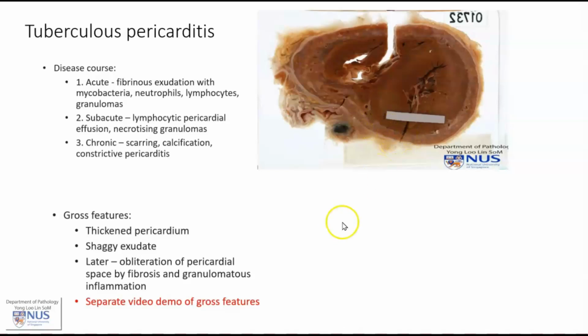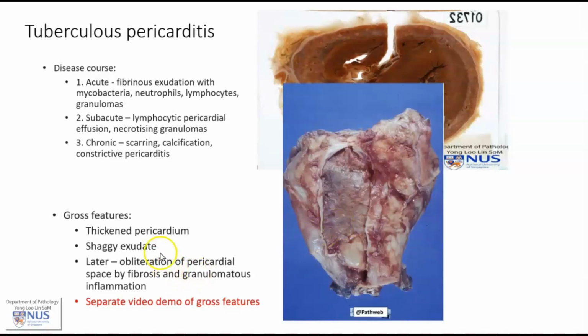Grossly, you can see a thickened pericardium, and it really depends on the phase of the disease. Earlier on, there is this shaggy exudate. Here is the parietal pericardium, which has been opened to reveal the visceral pericardium with this kind of grayish fibrinous exudate. And later on, if not treated, there may be obliteration of the pericardial space. There is a separate video demonstrating the gross features.